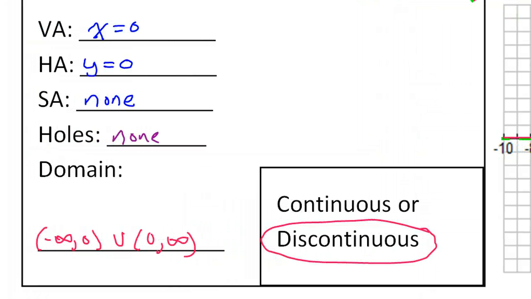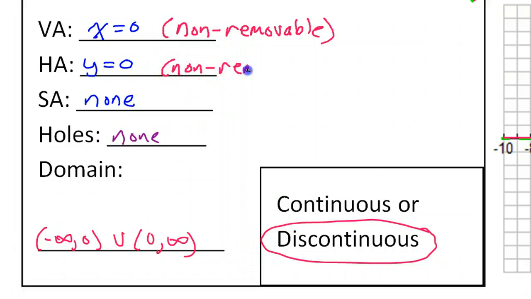Okay, now the discontinuities are these two asymptotes, and they are both considered to be non-removable. Okay, asymptotes are non-removable discontinuities. Okay, a removable discontinuity would be a hole, a point discontinuity. But we didn't have any of those, so we just have this.